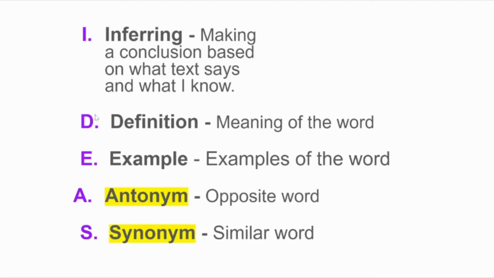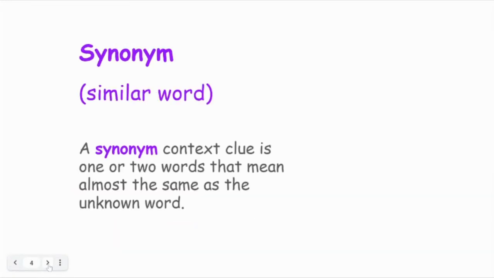We're going to refer back to our acronym of IDEAS, and we are going to take a look at the antonym strategy and the synonym strategy. Antonym is a word that has an opposite meaning, so it's an opposite word. And synonym means similar. So let's take a look at synonym. When you are using this strategy, you are looking for similar words. A synonym context clue is one or two words that mean almost the same as the unknown word.